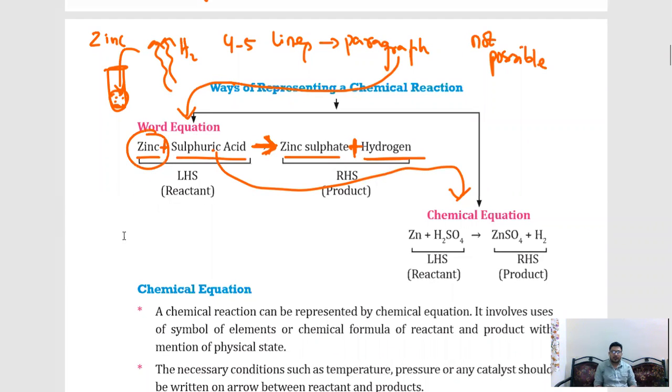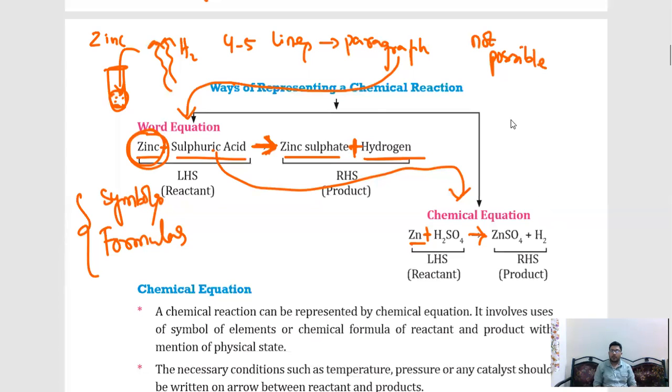How? Instead of the word Zn, you can use symbols, and at the same time, you can use chemical formulas. Try to understand symbols and formulas, which you already learned in grade 9, chapter 3 and chapter 4. Chapter 3, atoms and molecules, you have learned, right? For zinc, you can use the symbol Zn plus sulfuric acid, H2SO4, gives rise to zinc sulfate, ZnSO4, plus hydrogen gas, H2. Like that, you have to shorten this one.